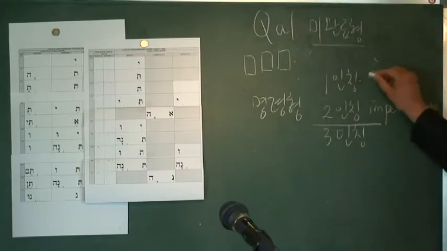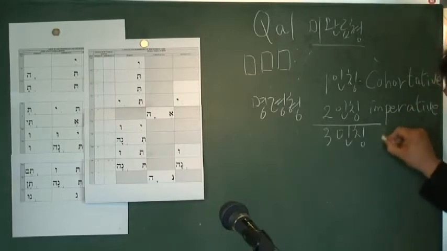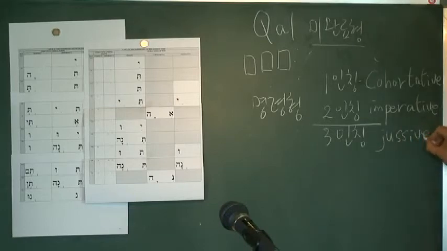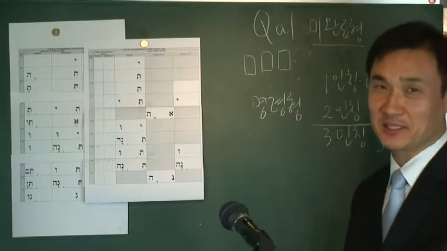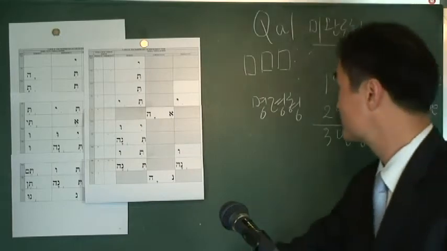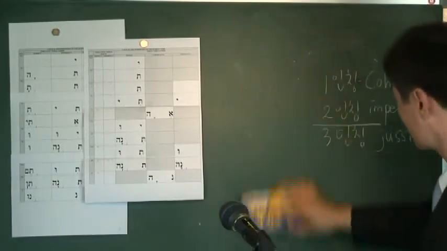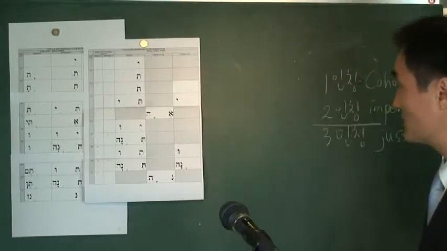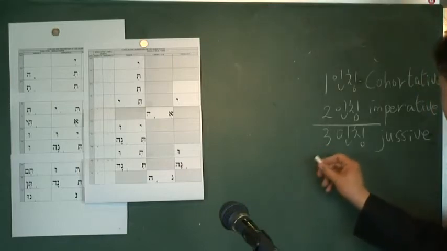The first person imperative of Hebrew is called the cohortative. The third person imperative is called the jussive. These are in actuality similar to the imperfect form. Let's look at an example.